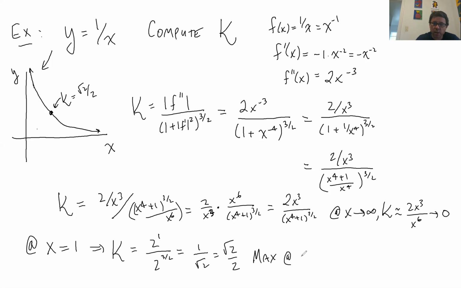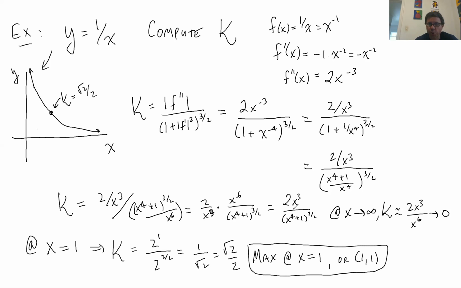And if you were to try to find the maximum curvature, it does turn out to be at that point at x equals 1, or what is the point 1, 1. How do you do maximums? I don't want to do it, but you take the derivative, set it to 0, solve it out. I don't want to take a derivative of this kappa curve here. But that's the idea.